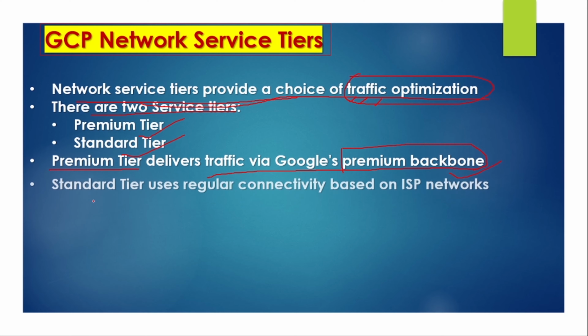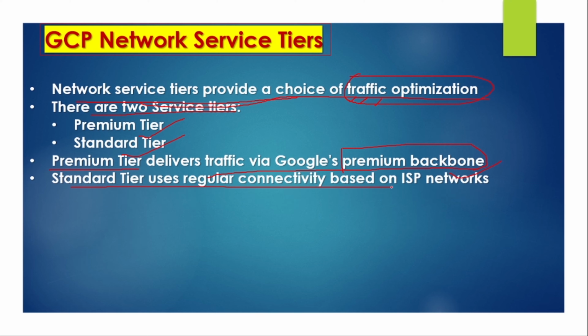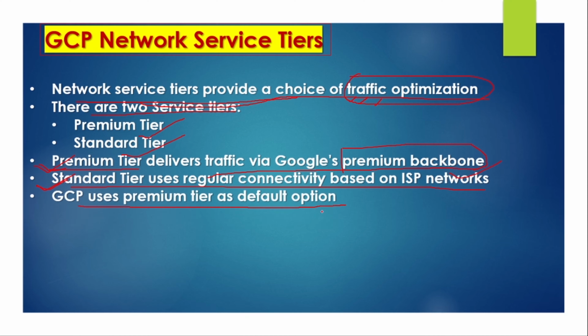And the standard tier uses regular connectivity based on ISP, or Internet Service Provider, networks or third party networks. So the standard tier cannot match the performance that is delivered by the premium tier. That's why the premium is a paid service, and when you choose the standard tier, it's cheaper. And GCP uses the premium tier as the default option, as we discussed already. Whenever you launch a network service for your application, the premium tier will be selected by default, and you have the option to change it to the standard tier. Based on the requirement that you have, you can optimize the traffic.